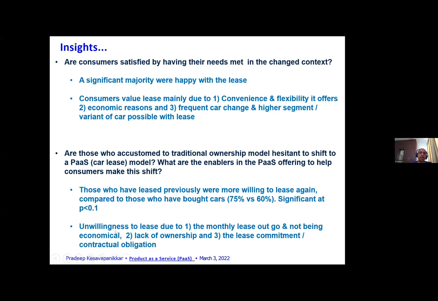And their unwillingness to lease cars or to go into a PaaS model in this context of the study was partly because, from their perspective, monthly lease was not very economical, and the lack of ownership. I think this is one of the known barriers in implementing product as a service or product service system, which is reported in literature. This is validating that lack of ownership is one of the major reasons why participants reported that they are not willing to consider leasing of cars. They were also not comfortable with the contractual and lease commitment that is needed in signing a contract with the lease provider.